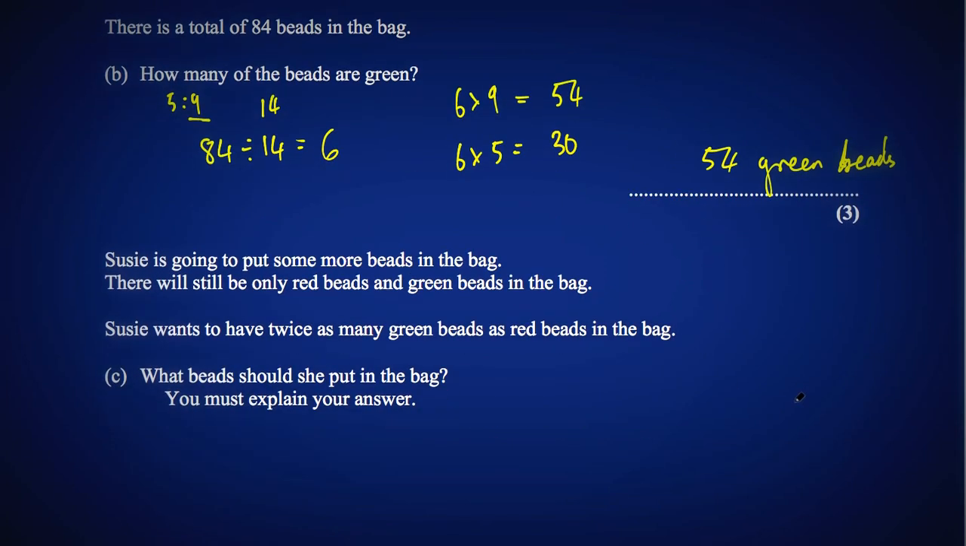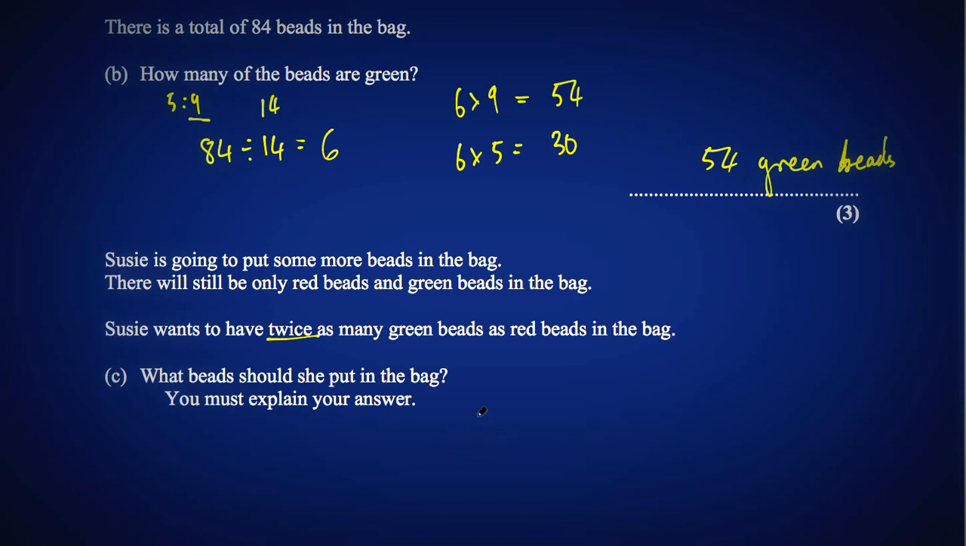Susie is going to put some more beads in the bag. There will still only be red beads and green beads in the bag, so I've only got the option of adding red or green beads. Susie wants to have twice as many green beads as red beads in the bag. Twice as many green beads. What beads should she put in the bag? You must explain your answer.